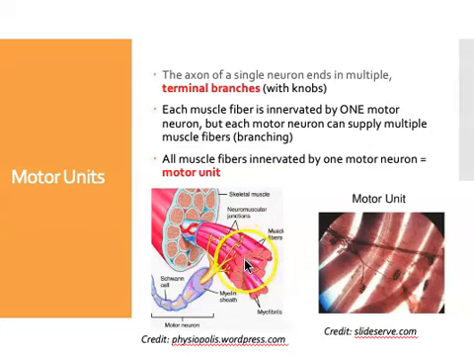So each one of these individual muscle fibers is being contacted by a set of terminal branches. So each one of these muscle fibers is controlled by or innervated by one motor neuron. It's just that they're all being supplied by the same motor neuron because of this branching pattern. So we refer to this neuron and all of the cells that it innervates as a motor unit.